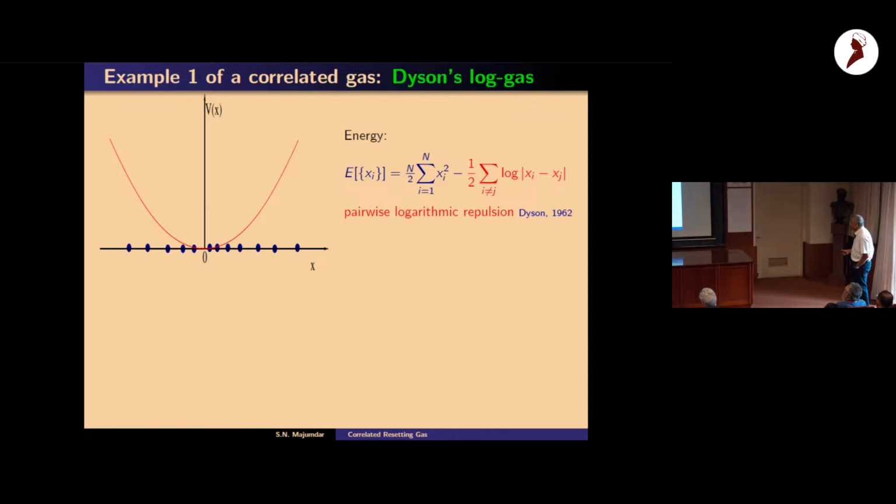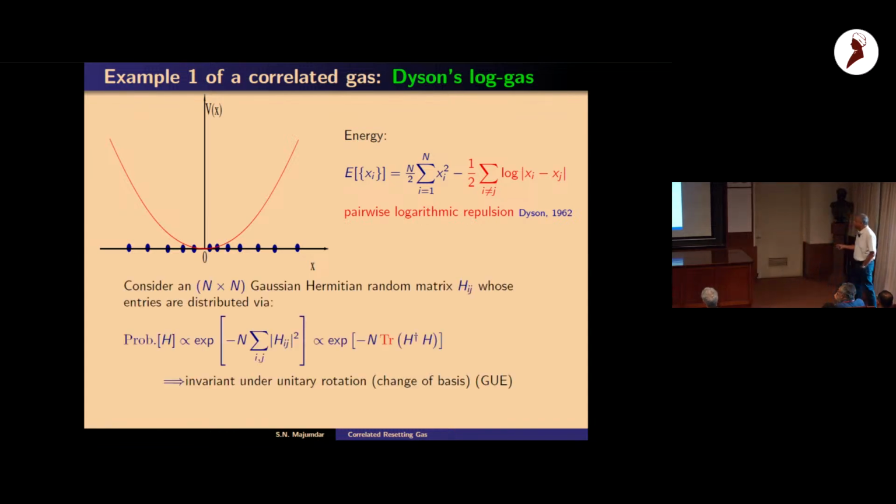So this is the external harmonic potential term. And then each pair of particles, not necessarily nearest neighbors, repel each other by the log interaction, logarithm of xi minus xj. So this is the famous Dyson log gas. Dyson studied it in 1962, in the context of random matrix theory.